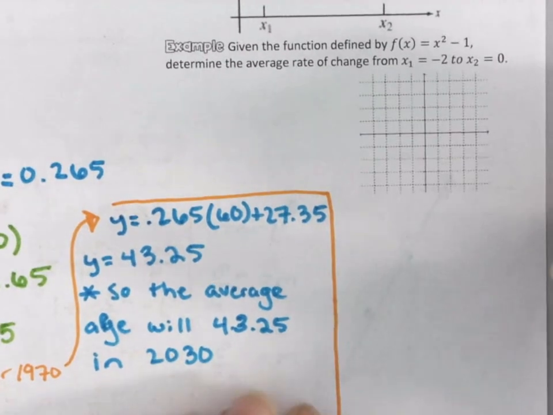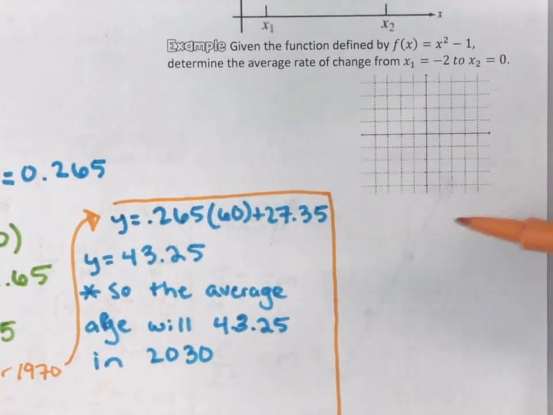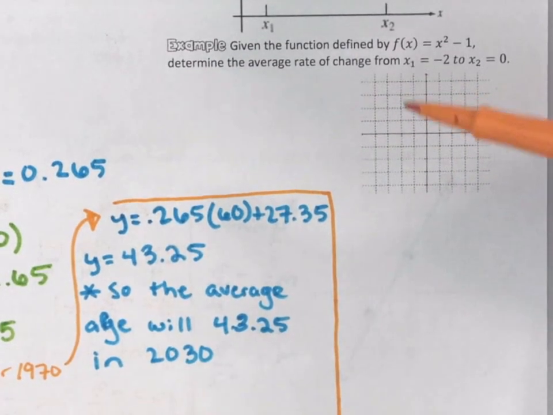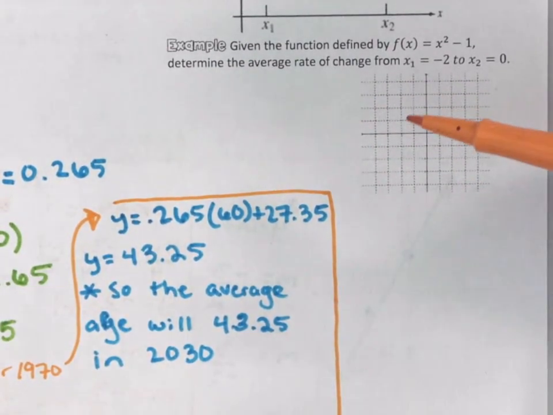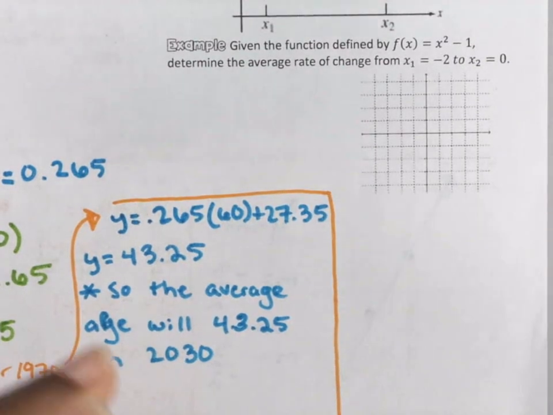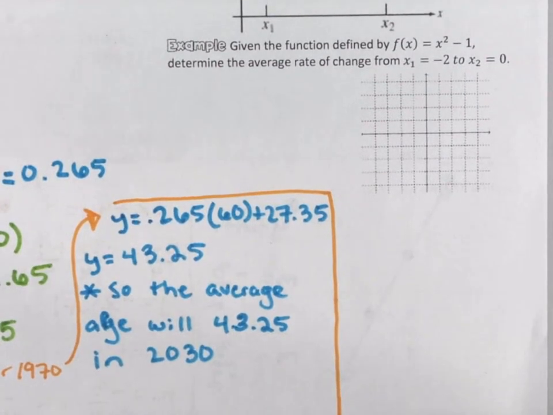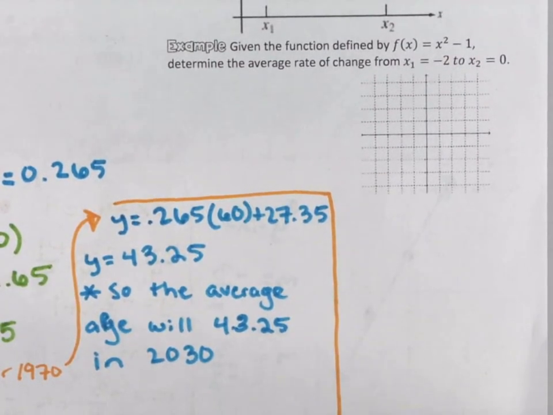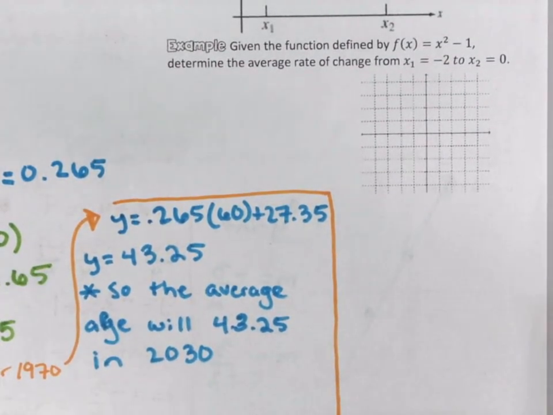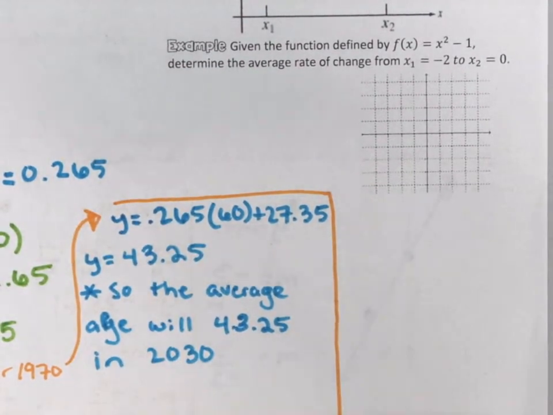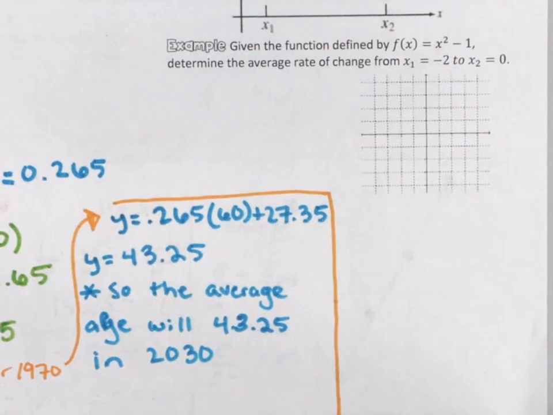So it says, given a function defined by f of x, we want to determine the average rate of change as we go from x1 to x2. This is a more calculus type of way of doing average rate of change. So we want to find the slope, which is what the average rate of change is. In order to find the slope, I would need 2 points, right? I could find the slope between 2 points.